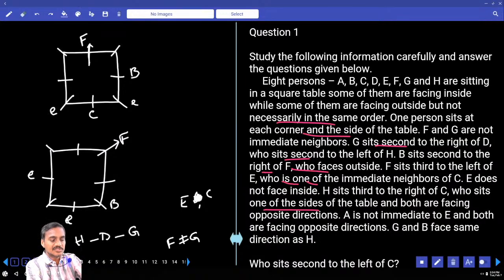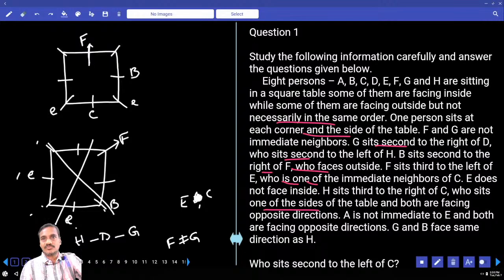In the second case, is it possible? Not possible at all. Wherever E is, C must be here, so not possible. Hence this case is ruled out. Now we are left with this case. Follow here. Now C is here.